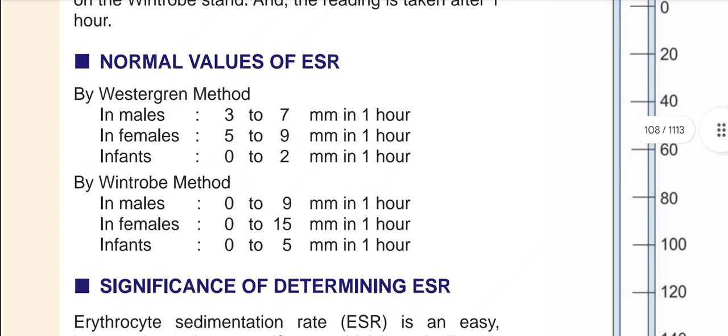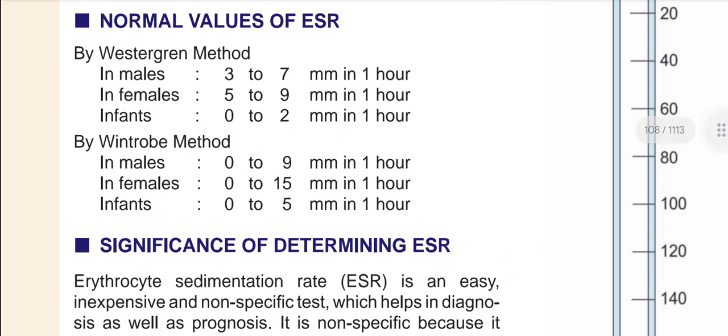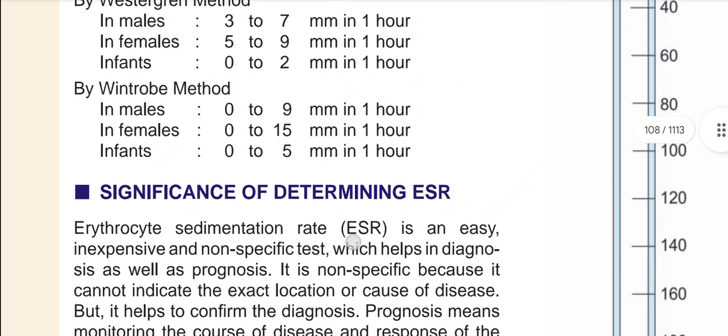Now normal values of ESR. By Westergren method, in males it is 3 to 7 mm in 1 hour, and in females it is 5 to 9 mm in 1 hour, and in infants it is 0 to 2 mm in 1 hour. And in Wintrobe tube, in males it is 0 to 9 mm in 1 hour, in females it is 0 to 15 mm in 1 hour, and in infants it is 0 to 5 mm in 1 hour.